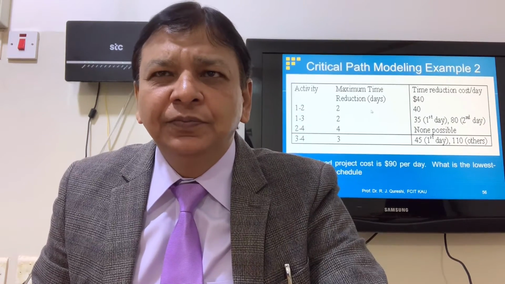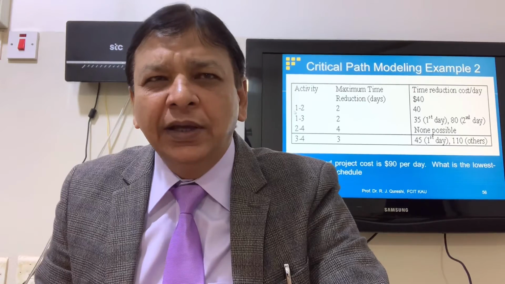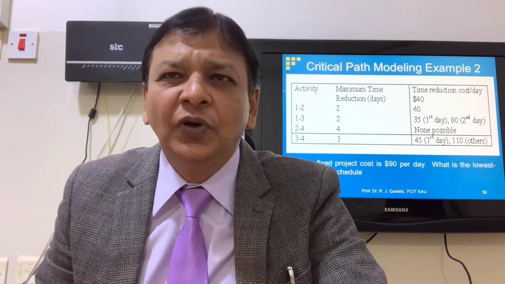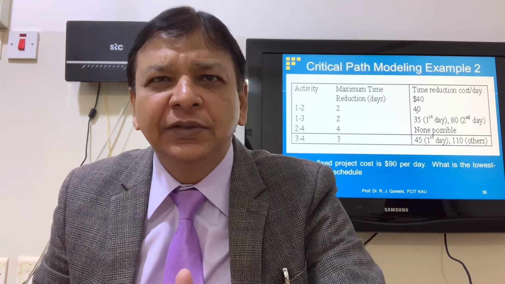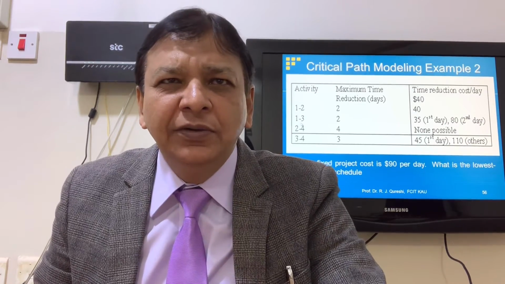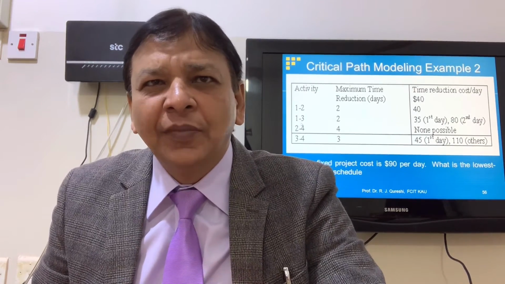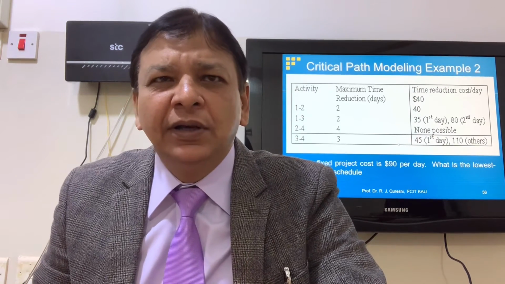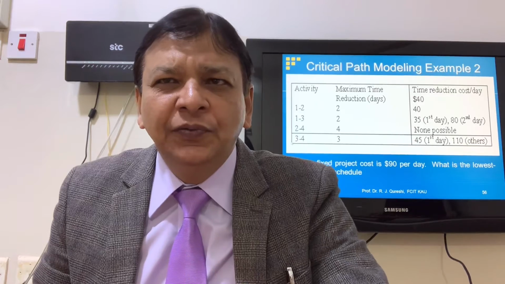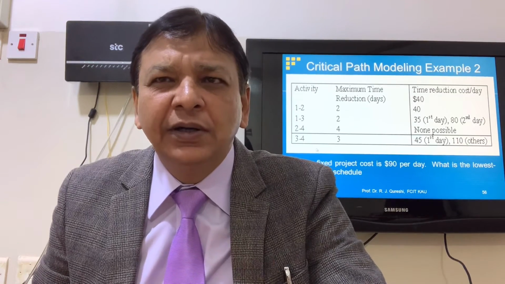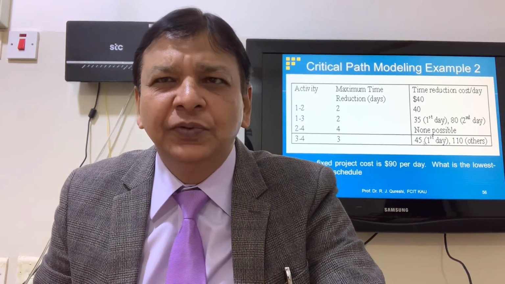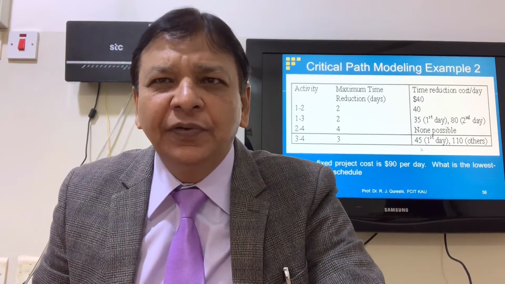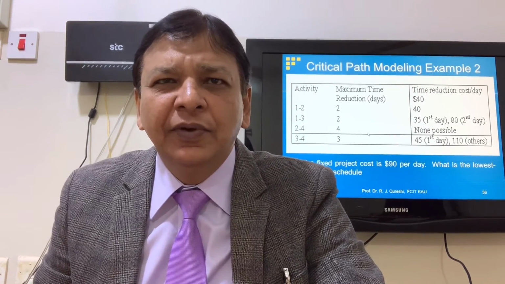Can we reduce path A? Yes, we can reduce. 1 to 2, we can reduce 2 days, $40 for the first day because it's the first day. And from 1 to 3, it is the second day, in case of path B, we can cut down at the cost of $80 extra cost. 3 to 4, because we have not cut down, so it's the first day for 3 to 4, so 45. We'll compare 80 with 45. So 45 is economical, we'll cut down 1 day from 3 to 4.